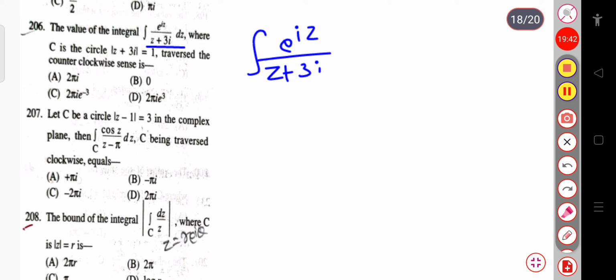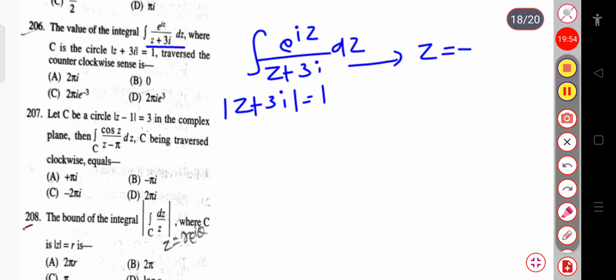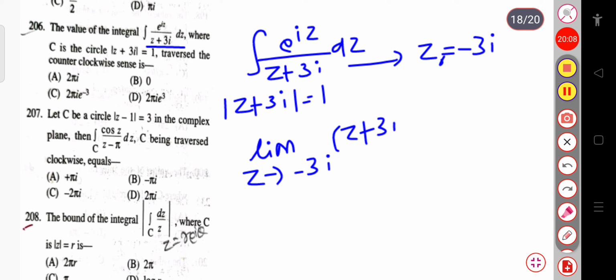Okay, and the condition is given mod z plus 3i equal to 1. Since this is given, the point is z equal to minus 3i, the z0 point. Now this is a pole of order 1. I can write this as the limit z tends to minus 3i of (z minus z0), that is (z plus 3i), into the function f of z. So this total term is your f of z.